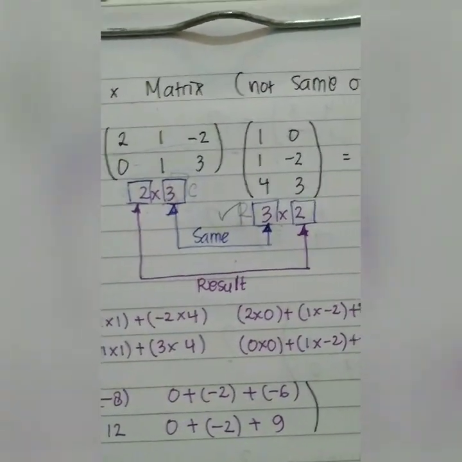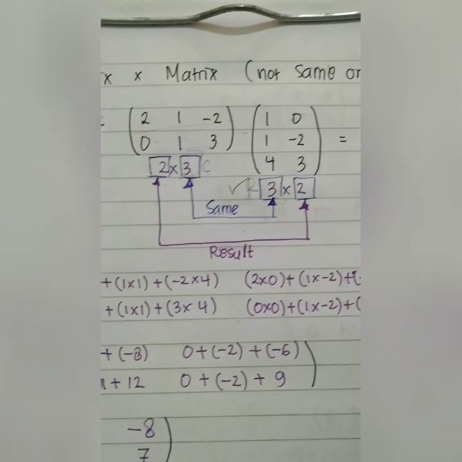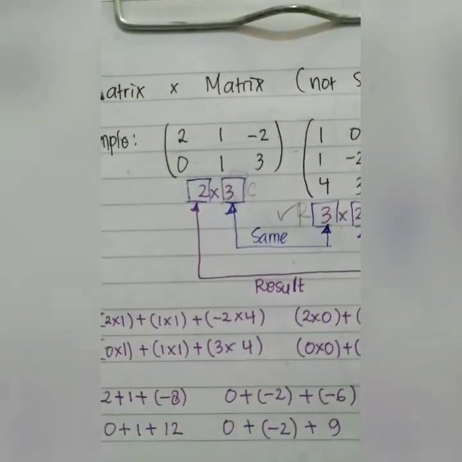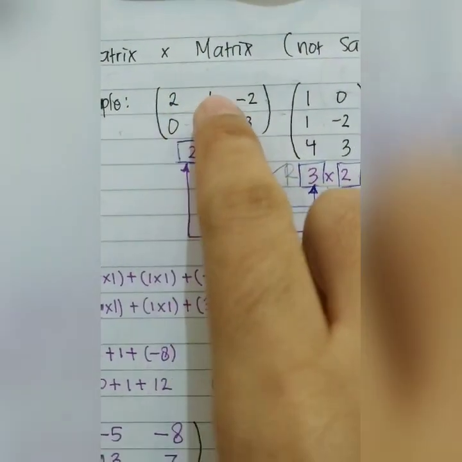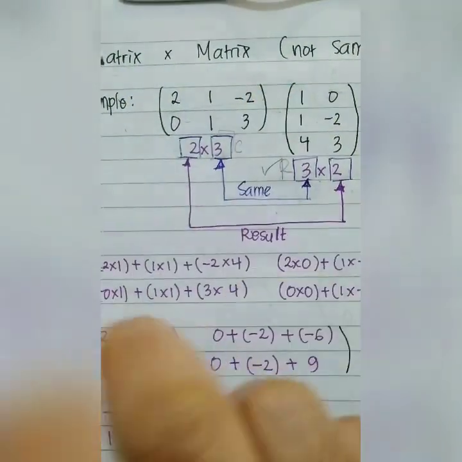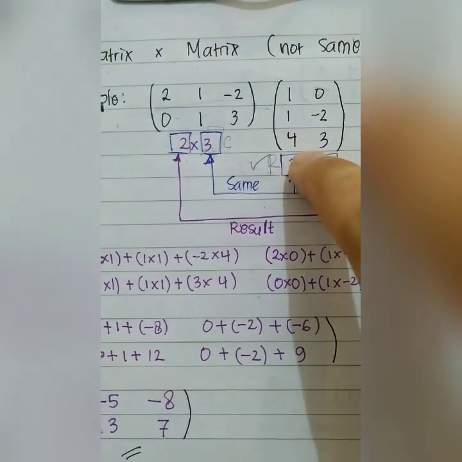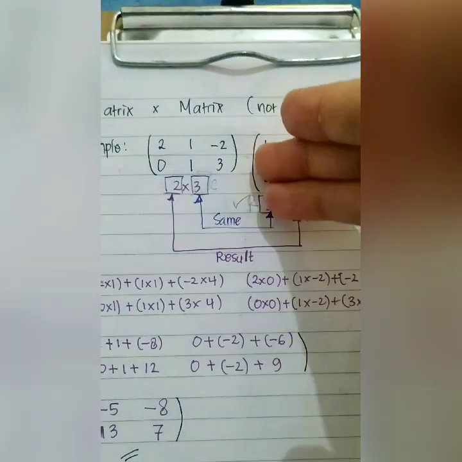So how can we prove the result must be 2 by 2? Check this out. Okay. First, remember, if there is 1, 2, 3, that means in the first row there are 3 elements, and then here the column is 1, 2, 3, so 3, and then 3 here.